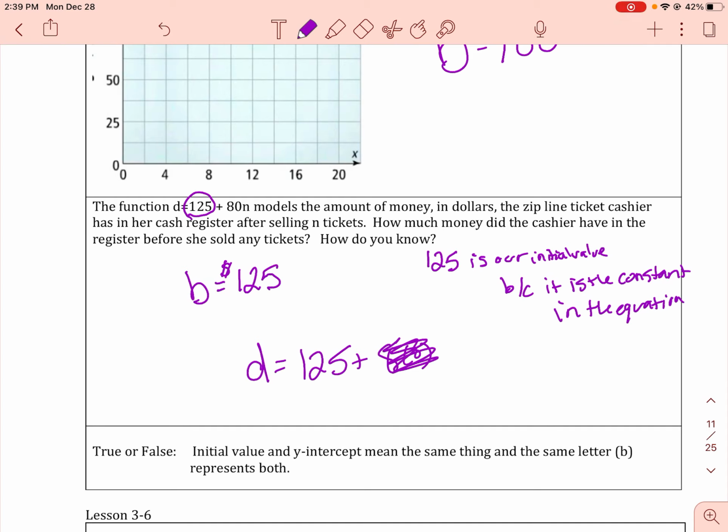So true or false, the initial value and y-intercept mean the same thing, and the same letter, b, represents both. This is true.